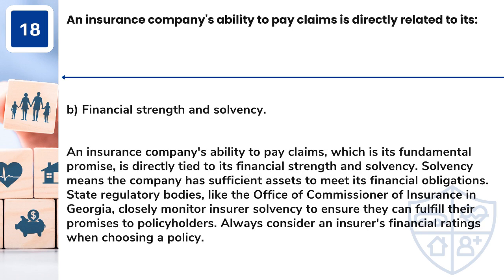Answer: B. Financial strength and solvency. An insurance company's ability to pay claims, which is its fundamental promise, is directly tied to its financial strength and solvency. Solvency means the company has sufficient assets to meet its financial obligations. State regulatory bodies, like the Office of Commissioner of Insurance in Georgia, closely monitor insurer solvency to ensure they can fulfill their promises to policyholders. Always consider an insurer's financial ratings when choosing a policy.